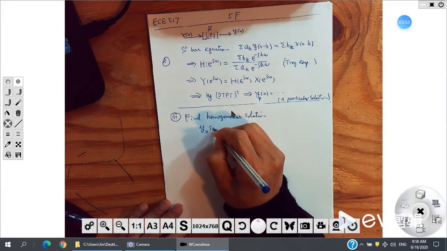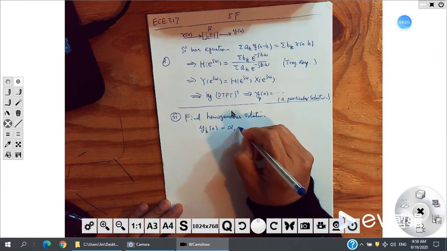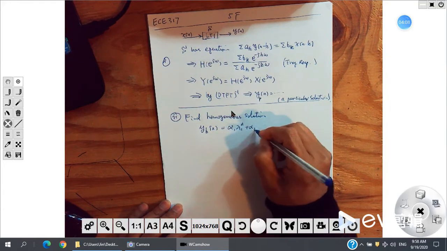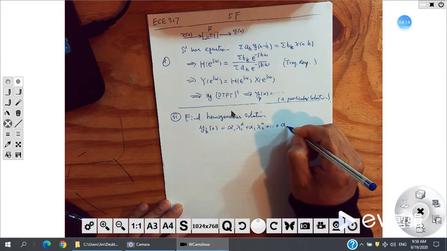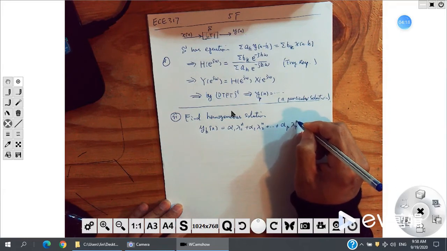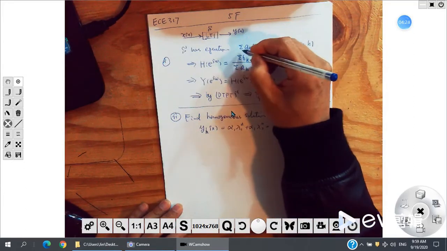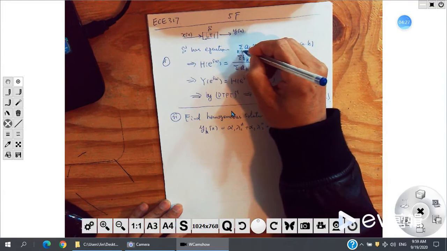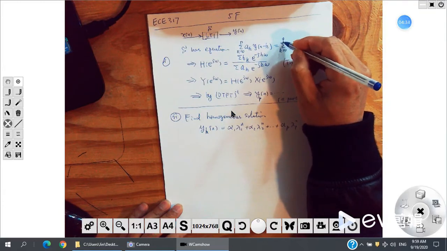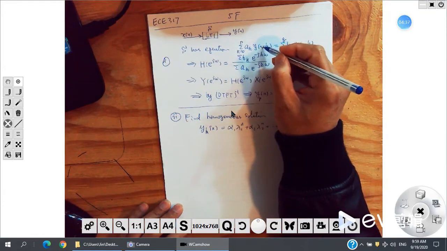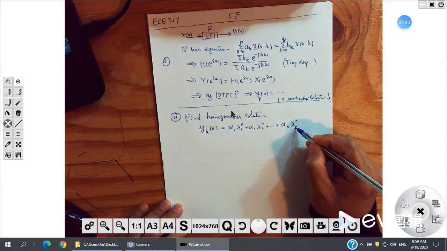y_h[n] will be some alpha_1 lambda_1^n plus alpha_2 lambda_2^n, until alpha_p lambda_p^n. This p is the same as here. This k runs from 0 to p. I use p and q for the order. This k runs from 0 to q, and y is shifted by k, where k runs from 0 to p. Then here is p.